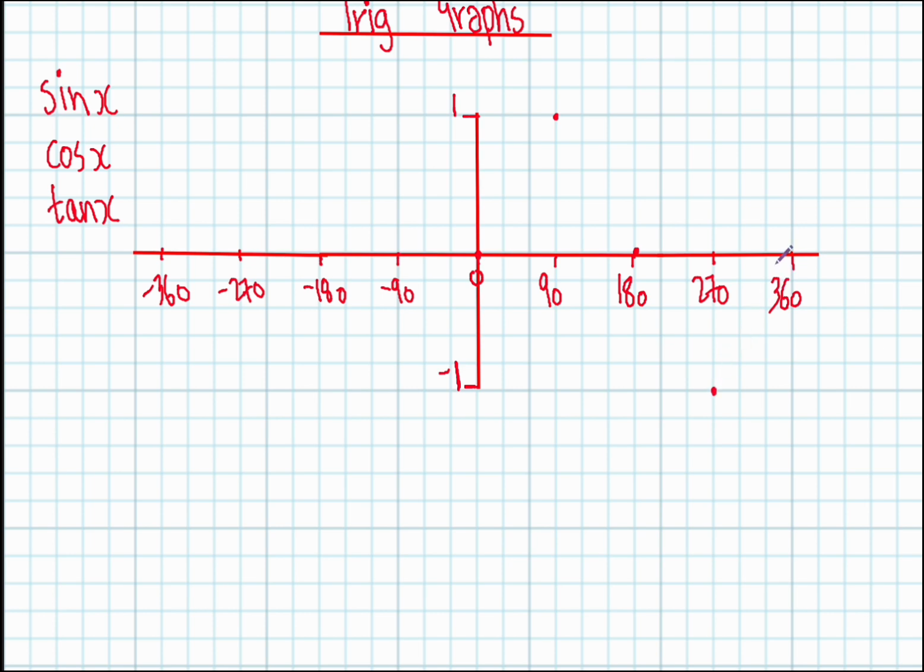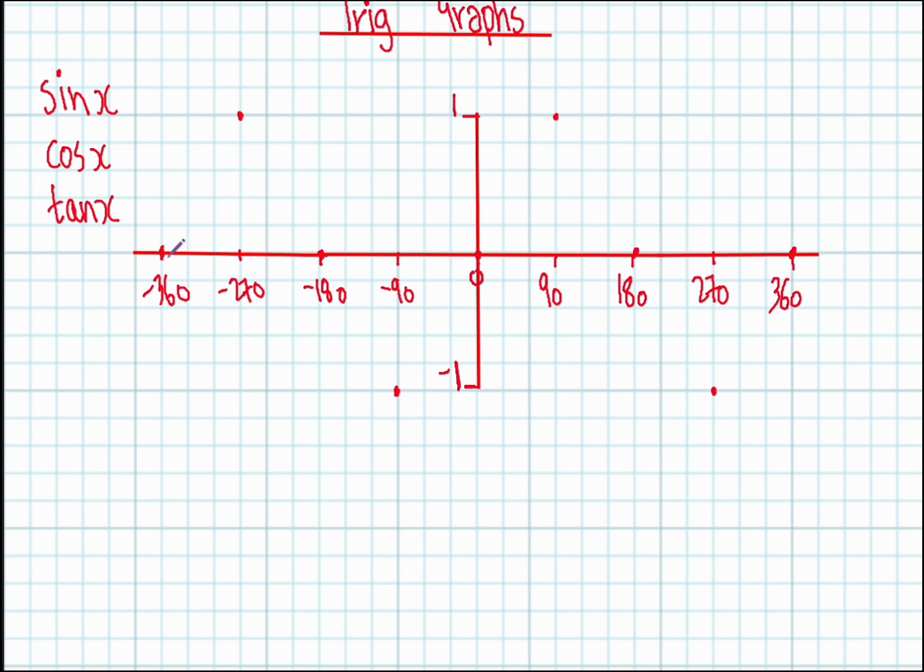And you put the sine of 360 in your calculator and you will get 0. So you put a point at 0. Put the sine of negative 90 in your calculator, you get negative 1. You put the sine of negative 180 in your calculator and you will get 0. Put the sine of negative 270 in your calculator and you will end up getting a positive 1. And you put the sine of negative 360 in your calculator and you will also end up getting 0.